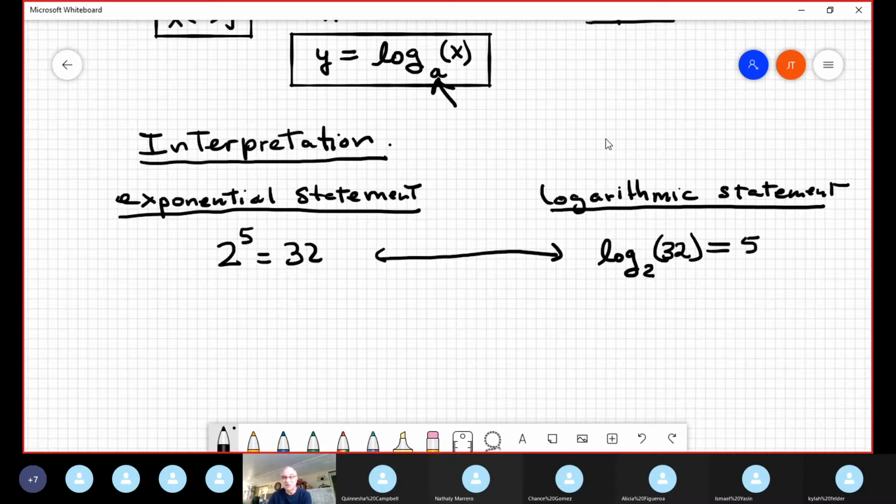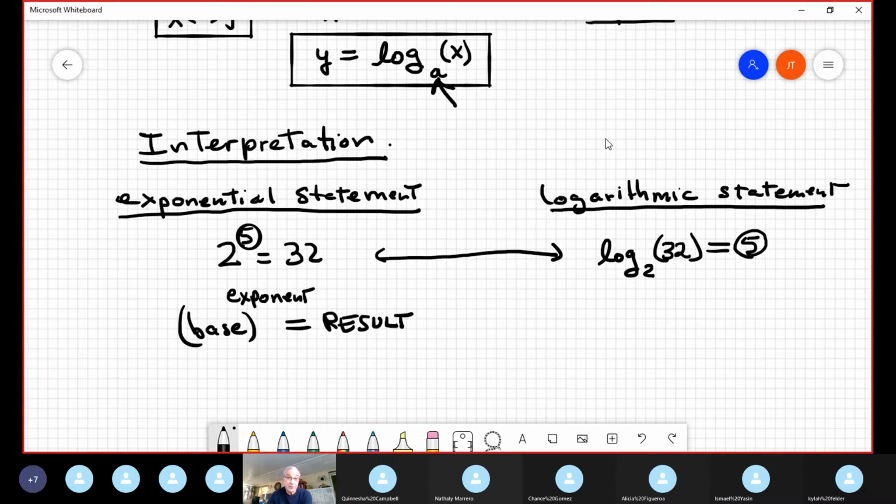So what is the interpretation? The logarithmic statement or logarithmic function gives me the exponent. The answer is the exponent 5. The exponent to which you have to raise the base in order to get the number inside the parentheses. So in the exponential we have the base, in our example 2. We have one number that represents the exponent, and the result is the answer when you put it in a calculator or by hand. However, the logarithmic statement is different.